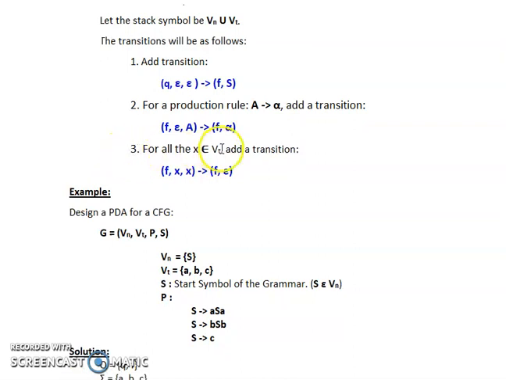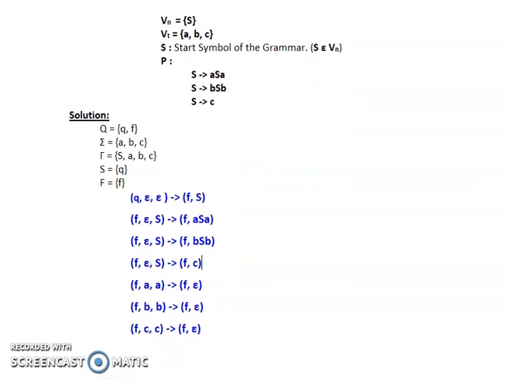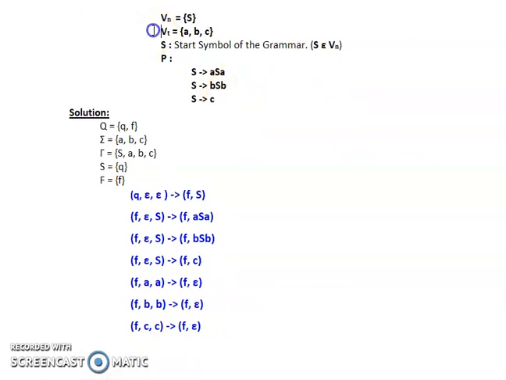Now according to the third rule, for every terminal present in your context free grammar, you need to provide this type of transition. Here also f is there on the left hand side and on the right hand side. For each and every terminal present, you have to provide it as an input and as the top of the stack. Then you need to pop that terminal out of your stack. You will find that there are 3 terminals a, b, c, so you need to do this transition for all these 3 terminals. That means there will be 3 more transitions.